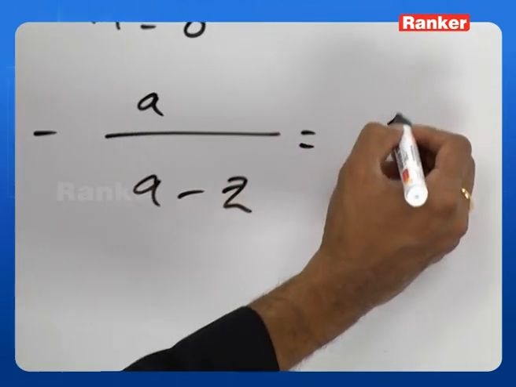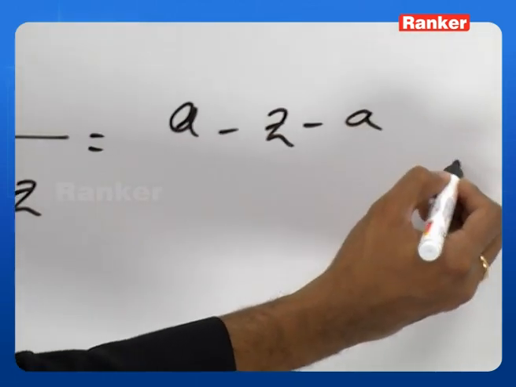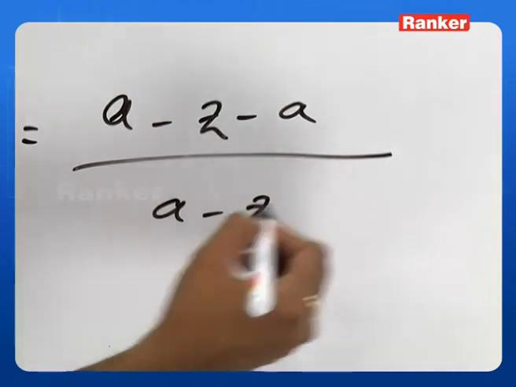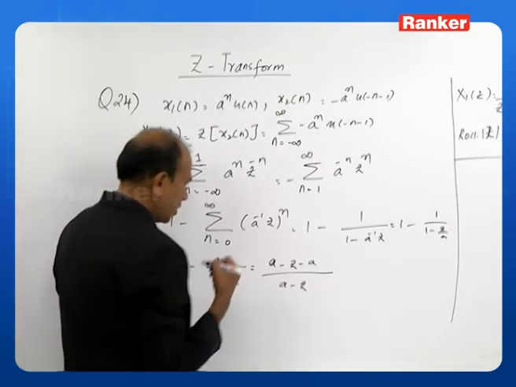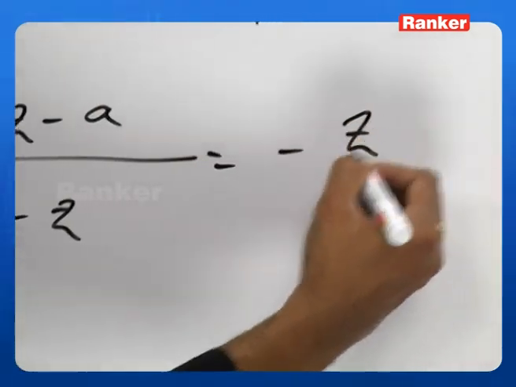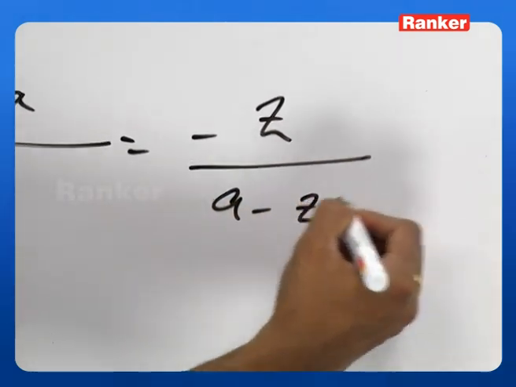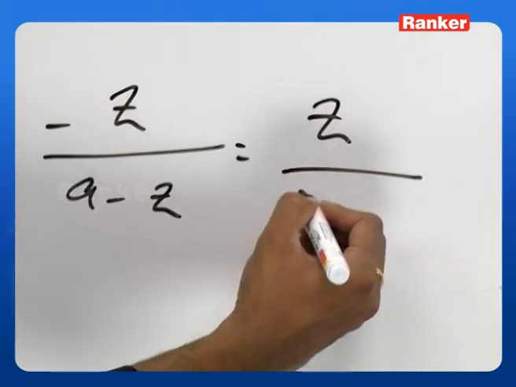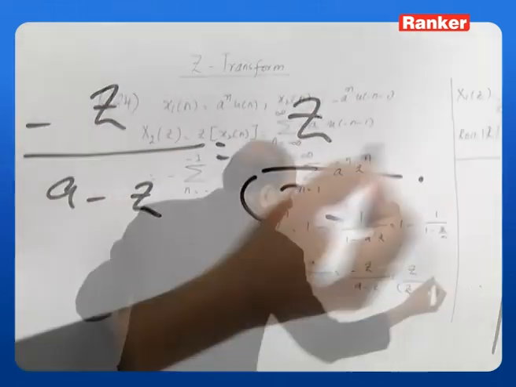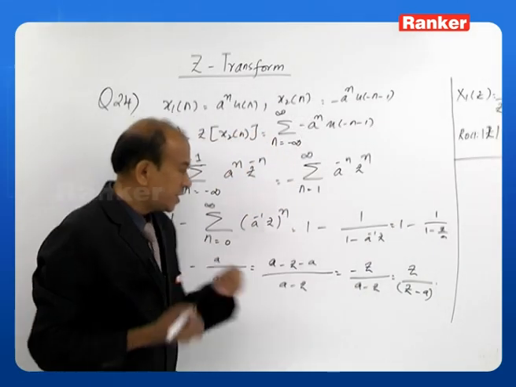So this I can write as (a minus z minus a) by (a minus z). Okay. So now this will be equal to minus z by (a minus z). So I can write this as z by (z minus a). Right? So this is our X2 of z.